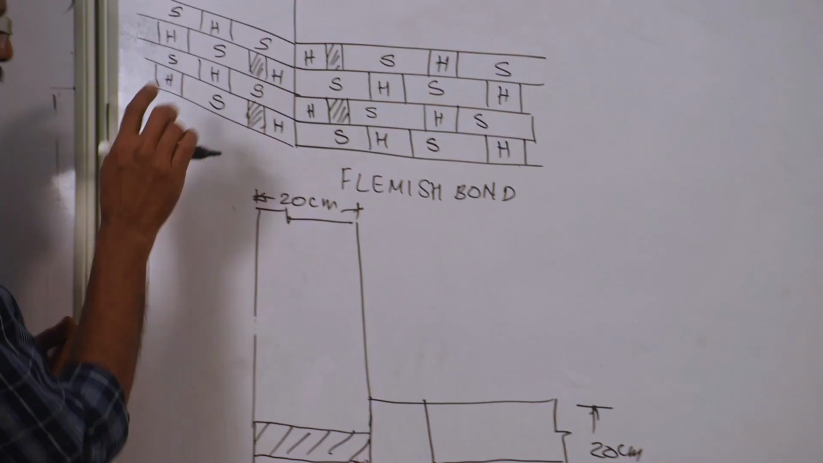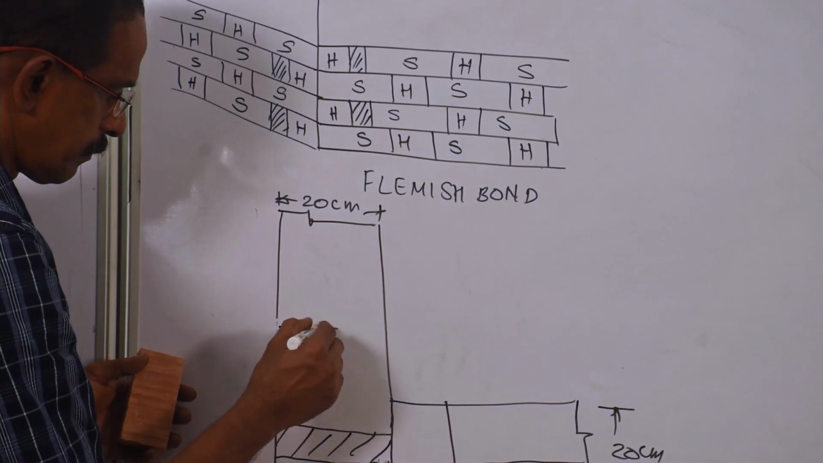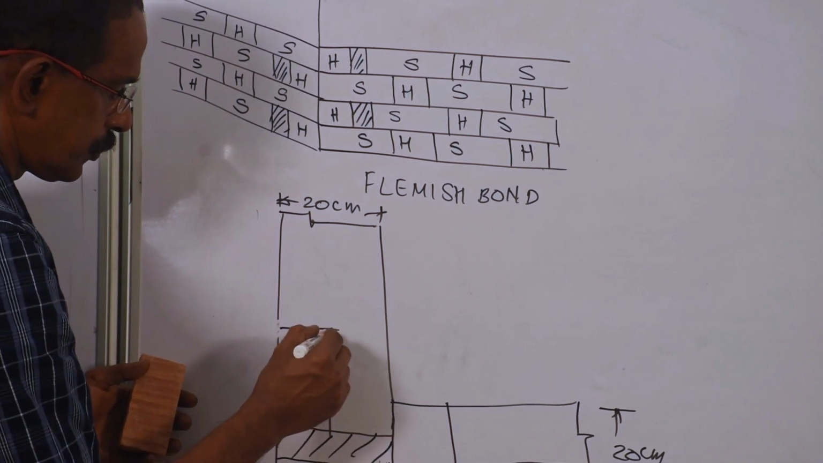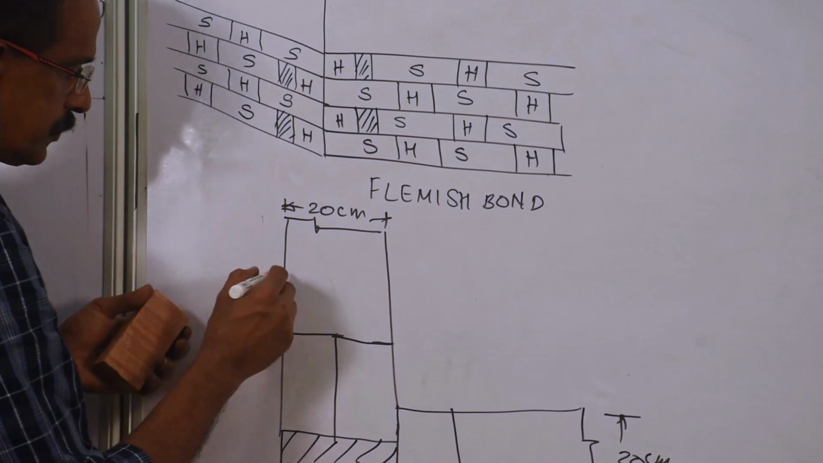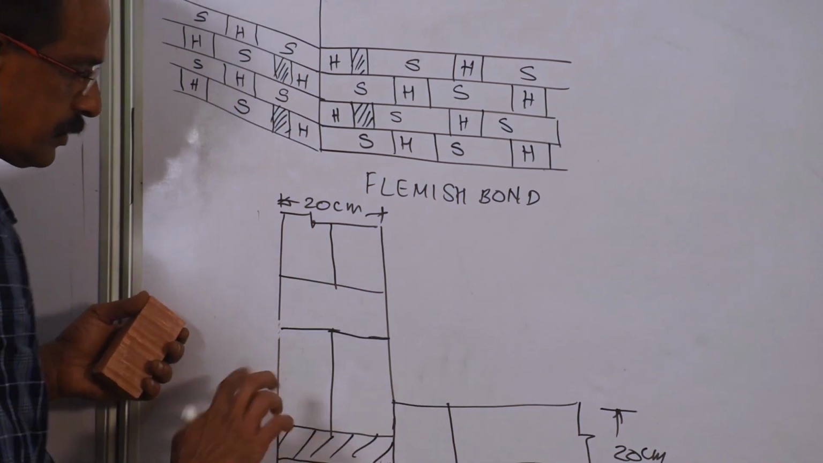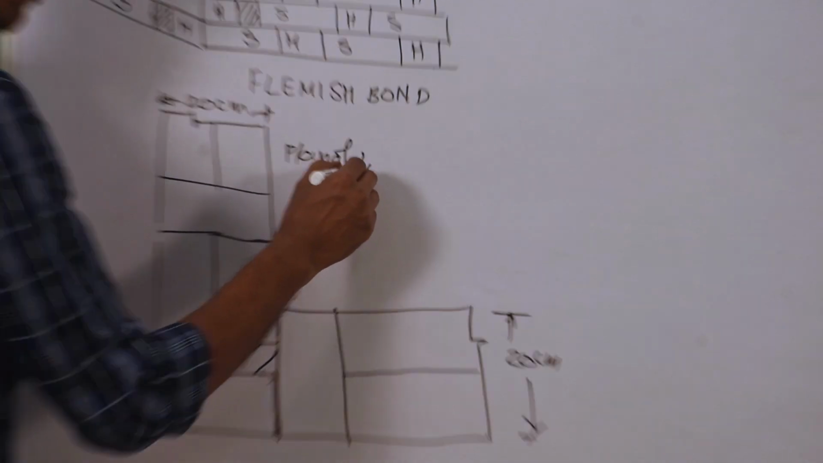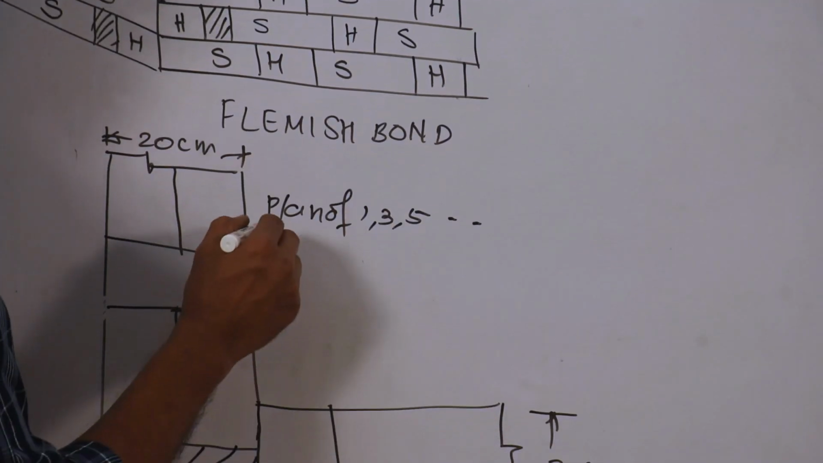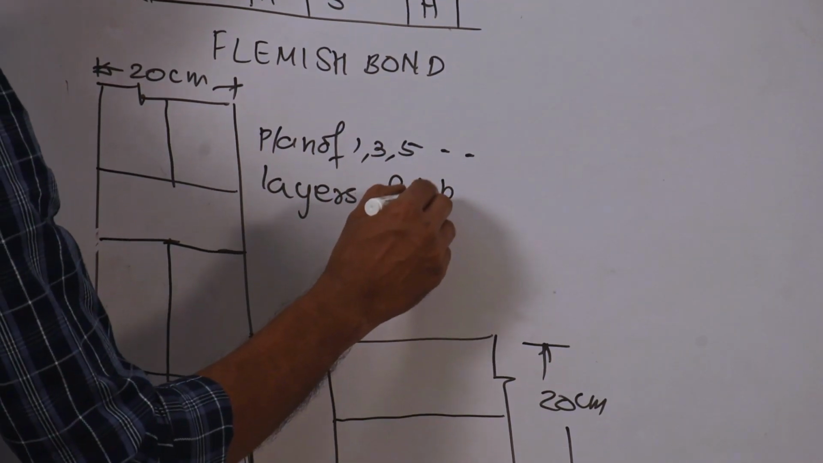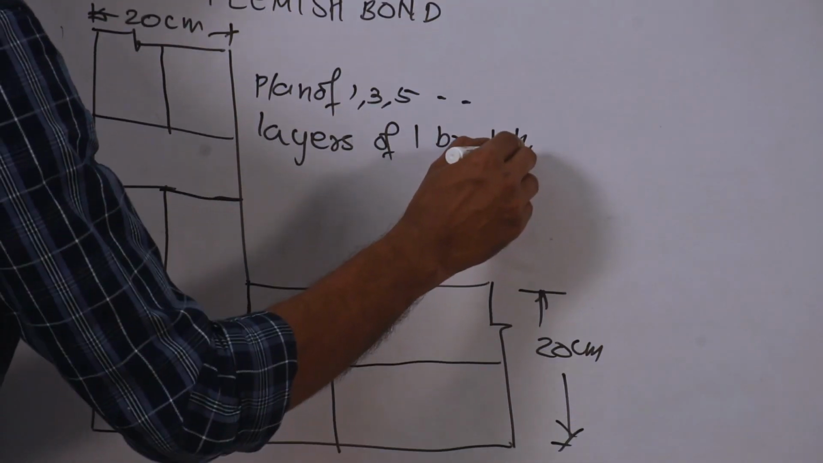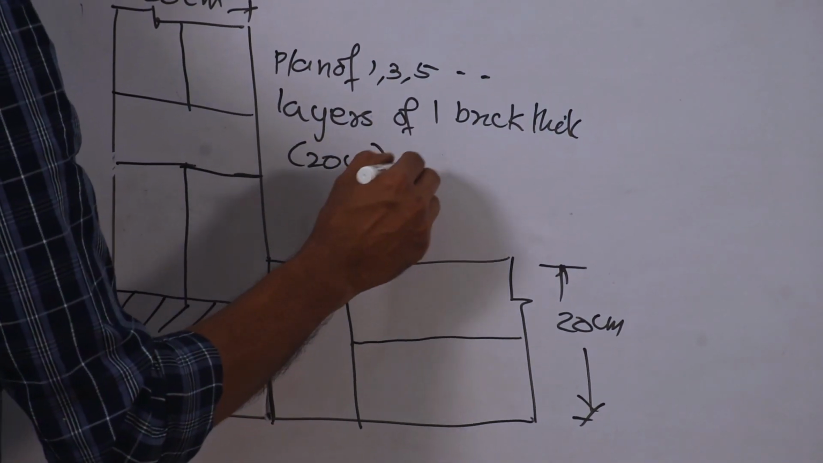What is next? In the side view, stretcher. That means the brick is kept like this. So for making 20, you have to keep one more brick. Next is header. That means the brick is kept like this. Next is stretcher. That's all. So this is the plan of 1, 3, 5, etc. layers of 1 brick thick. 1 brick thick, that is 20 centimeter Flemish bond.